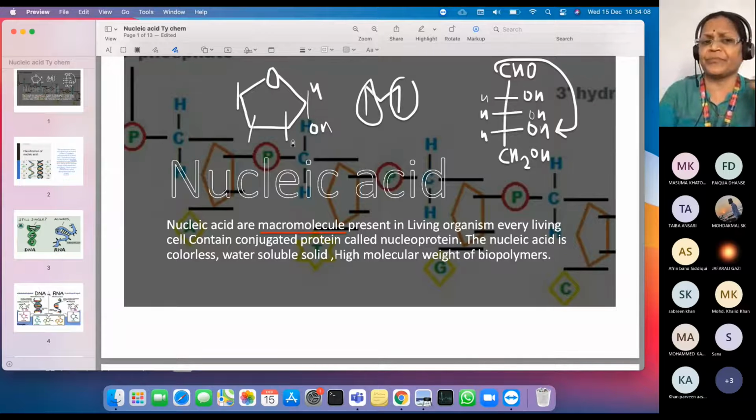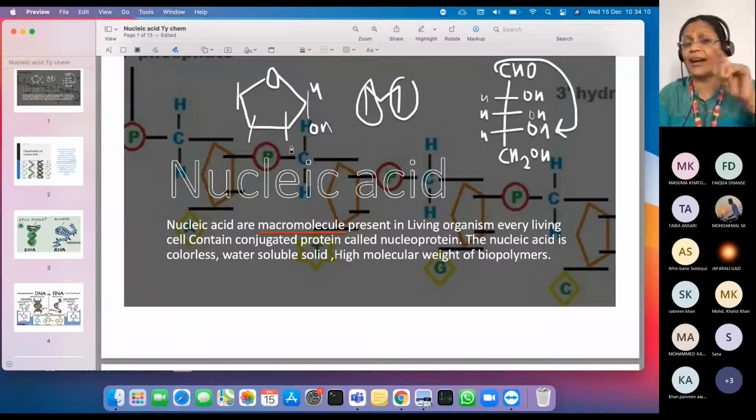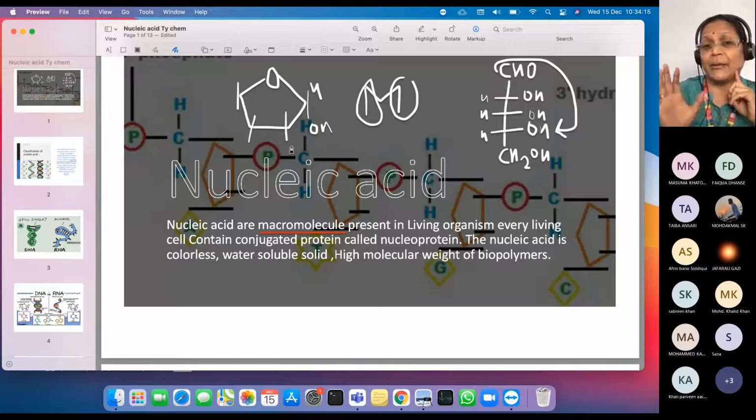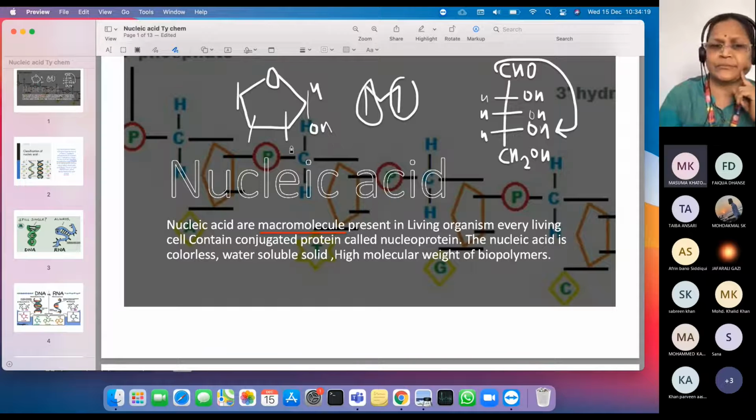Clear? Now the second carbon decoration. Anybody tell me? Second carbon decoration, OH down or up? OH down, H up. Absolutely correct. Very good. You people have understood that.